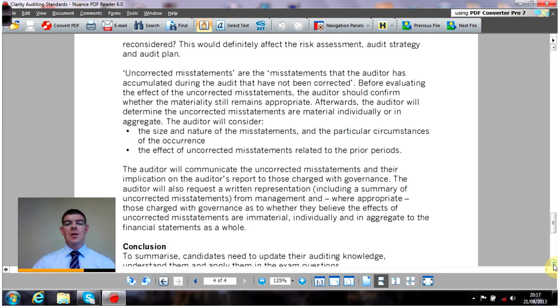And these again, once agreed with management not to be corrected, should be assessed both individually and in total, again to assess whether this has a material impact on the financial statements. So the auditor will consider the size and nature of the misstatement and the circumstances around those, and the effect of the uncorrected misstatements relating to current periods and prior periods, and the effect on the audit report.